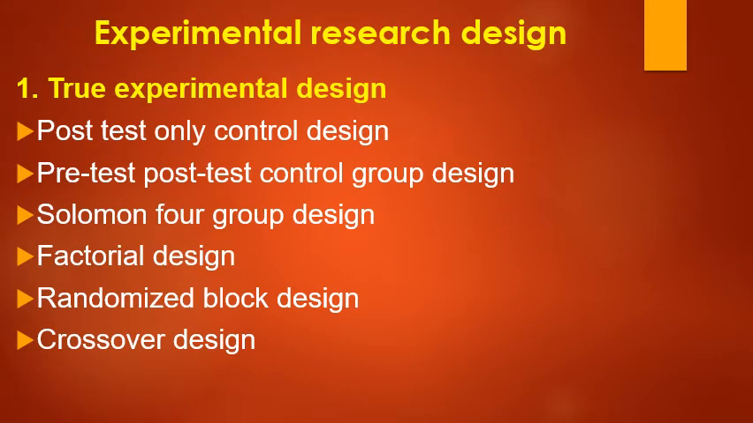Again, under experimental, we have true experimental. Under true experimental, we have post-test only control design, pre-test post-test control group design, Solomon 4 group design, factorial design, randomized block design, and crossover design. Okay, under true experimental, we have 6 different types of research designs: post-test only control design, pre-test post-test control group design, Solomon 4 group design, factorial design, randomized block design, and crossover design. This is the first type, true experimental.